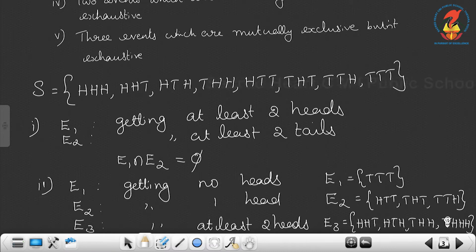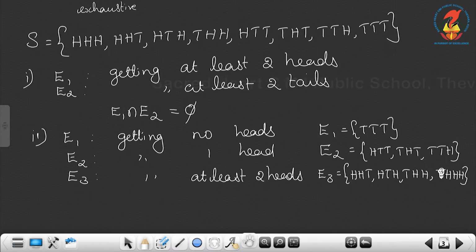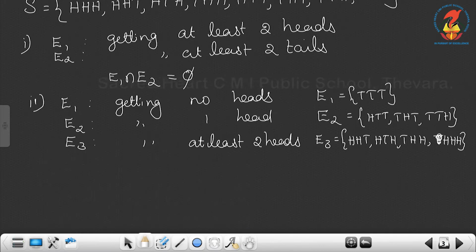Now compare this E1, E2, E3. What can we write? What is their union? E1 union E2 union E3. So all the elements you have to write. 1, 2, 3, 4, 5, 6, 7, 8 elements. And all these 8 elements are different. When we write those 8 elements, that is the sample space.